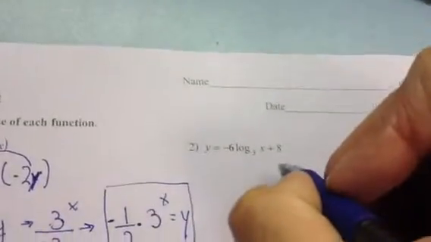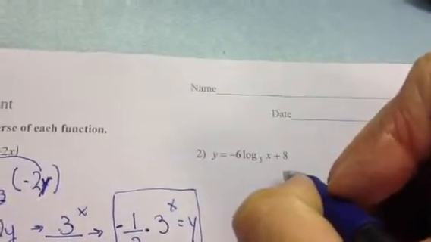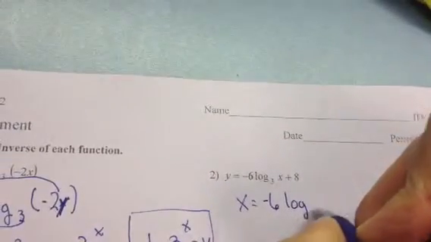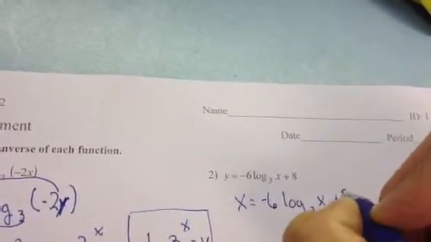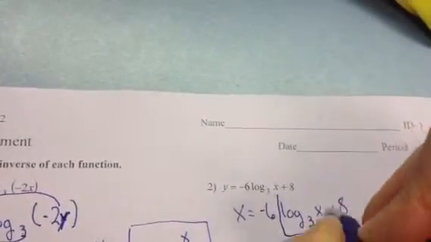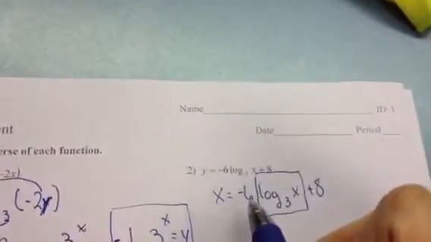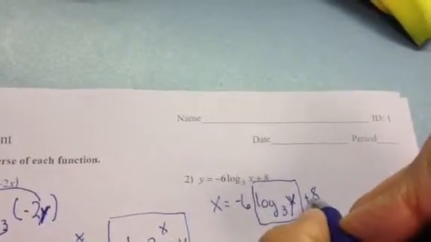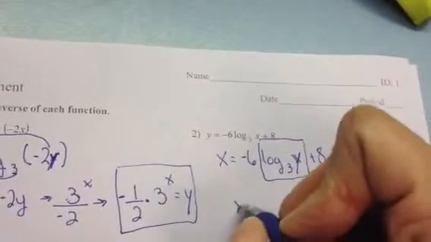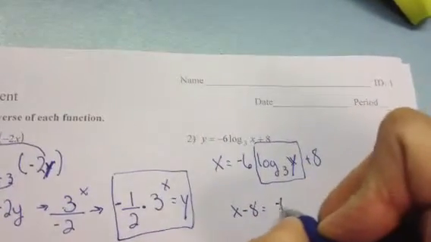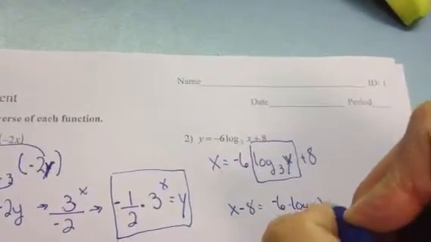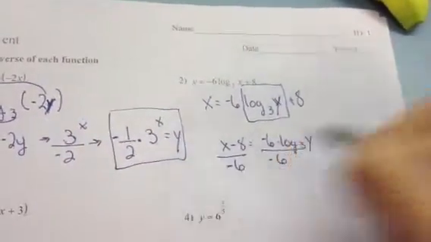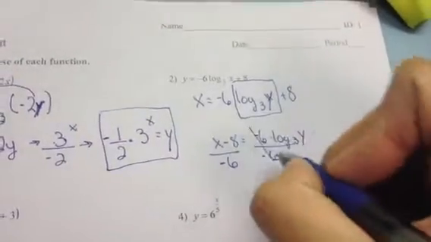So again, I want to loop it with the inverse. I'm going to first switch x and y around. And when I look at it, this is the log. The x plus 8 is not in parentheses. So I need to move this negative 6 and the 8 over. So first I'm going to subtract 8. And then I'm going to divide by negative 6. And that's gone. So now I'm ready to loop.